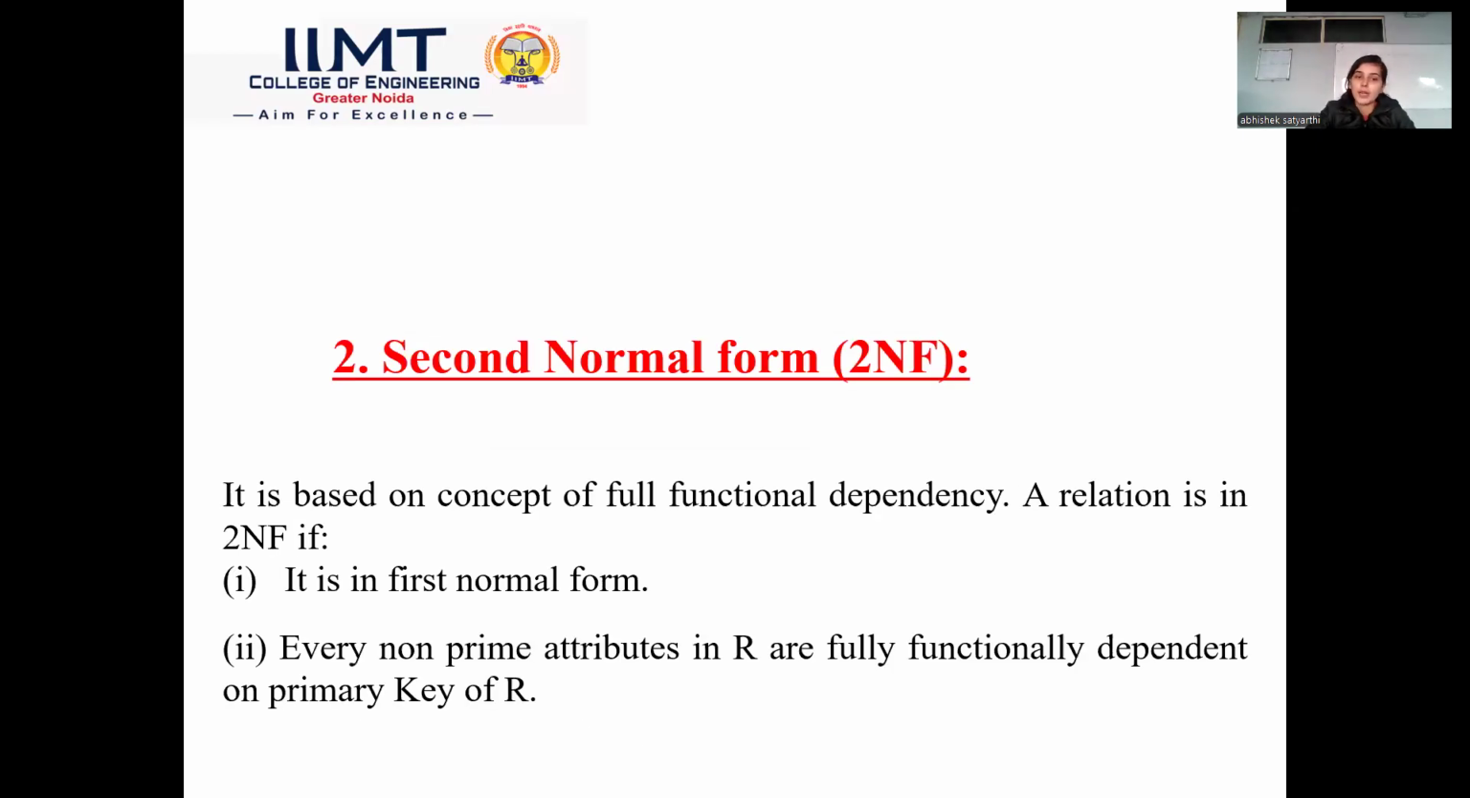Next one is 2NF. So what actually is 2NF? 2NF is basically based on the concept of fully functional dependency. If there are partial dependencies present, then we can say that second normal form does not exist. So if a relation is in first NF, and every non-prime attribute is fully dependent on the primary key of R, then we can say that the given relation is in 2NF.